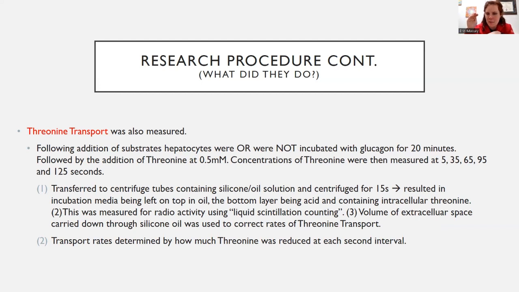They measured radioactivity using a method called liquid scintillation counting that I've never had to use before. And apparently the volume of the extracellular space carried down through the medium was used to find accurate threonine transport rates. So transport rates were determined by using those second intervals to count, after each interval, how much threonine was left based on how much they initially put in there.